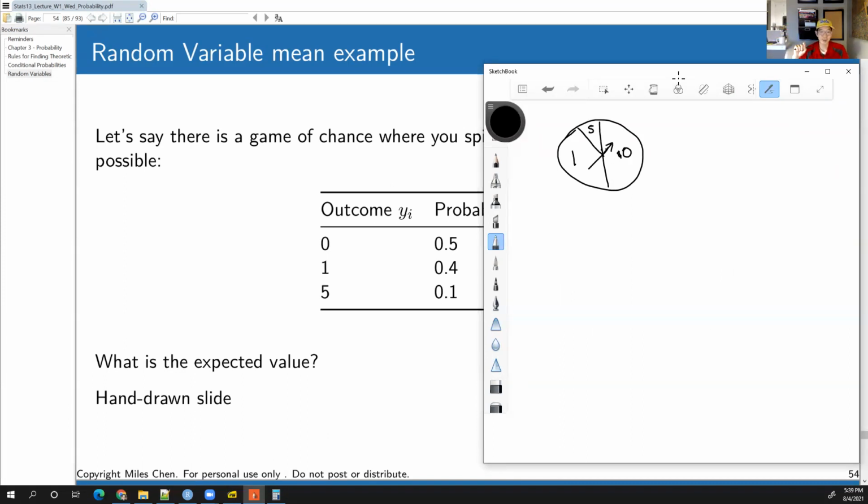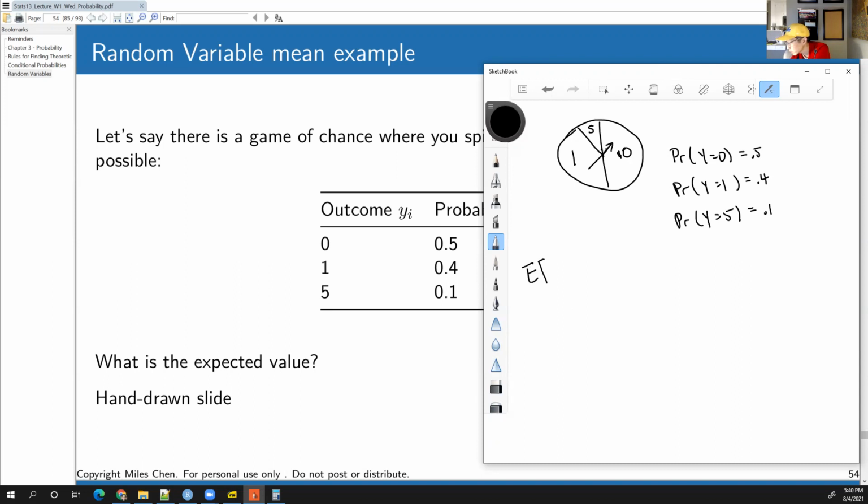Okay, so you spin the arrow, and depending on where it lands, you maybe get 0. So the probability of getting 0, that Y equals 0, is 0.5. The probability that Y equals 1 is 0.4, and the probability that Y equals 5 is 0.1. So what is the expected value?